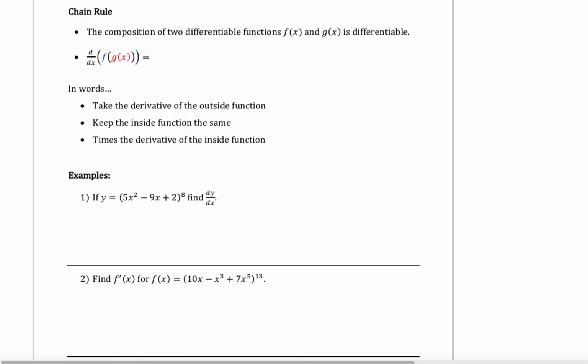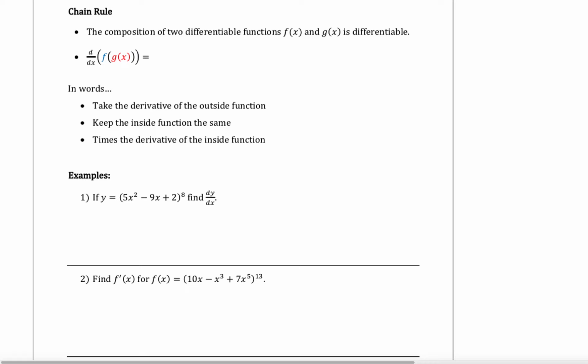Let's discuss the chain rule for derivatives. The chain rule for derivatives is used when we have a composition of two functions. As a reminder, composition is when I have one function embedded inside of another function. So here down below I have f of g of x. G of x would be our inside function that is the input to f of x.